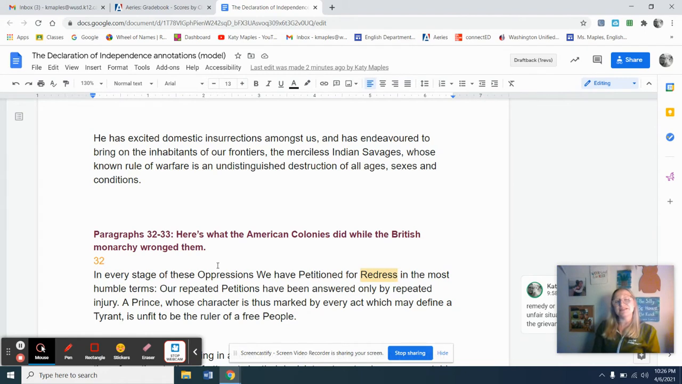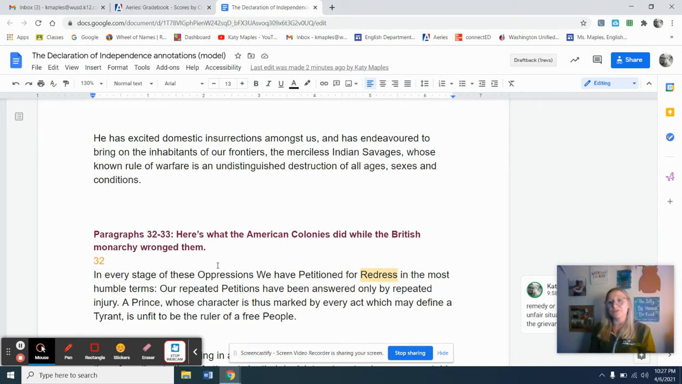He has excited domestic insurrections among us. Domestic means at home. They're going to claim that King George has made Native Americans or Indians fight against them. And he uses a really negative word, savages, which makes me like, you're really going to call them savages? They're not the ones owning slaves, but, you know.